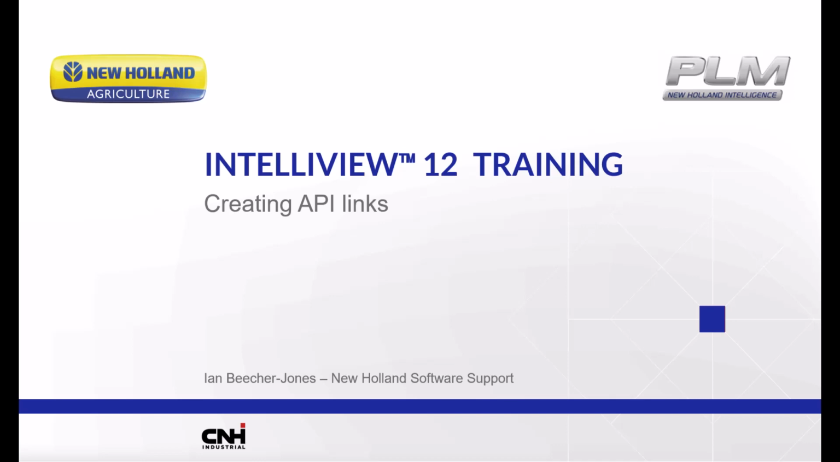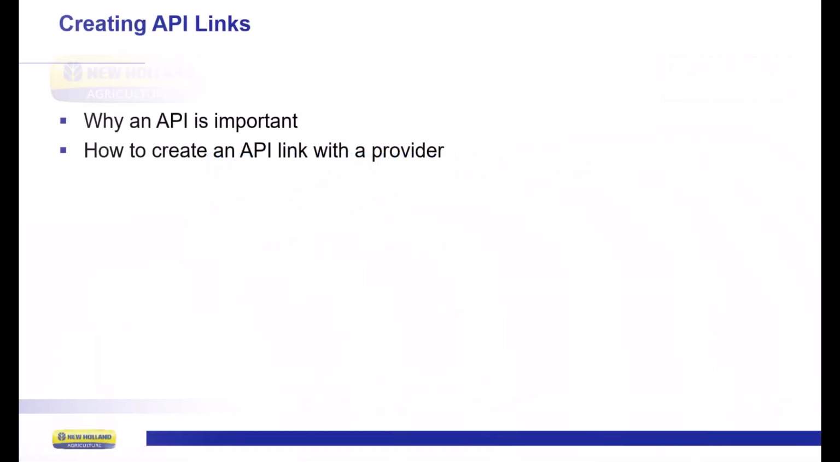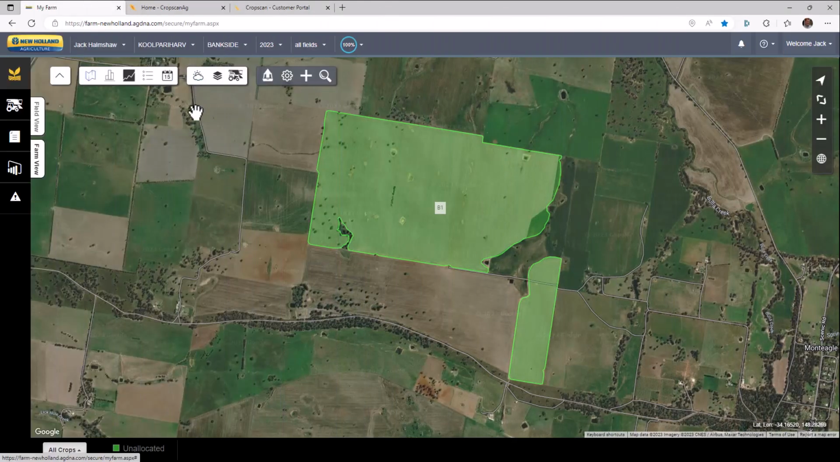Hello, in this video we're going to be looking at how we create API links, why an API is important and how to create an API with a provider. One of the real advantages of the PLM Connect portal is the ability to create API links with other software providers.